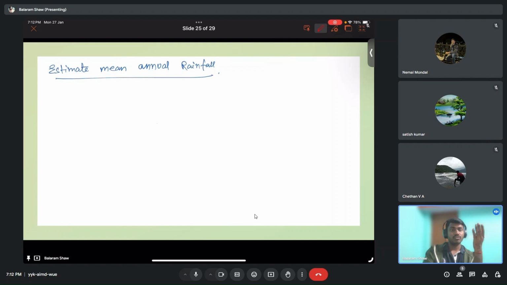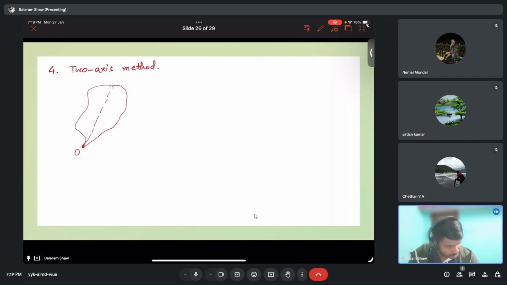So let's say this is one line, this is one line, something like that. Okay, so we'll join with the farthest point. So let's say this P point, or let's say T point, is the farthest point from the outlet. So we'll just join that line and then we'll draw one perpendicular bisector of that line.